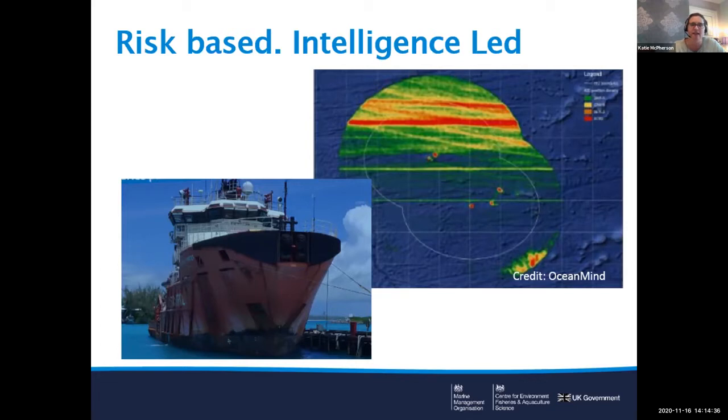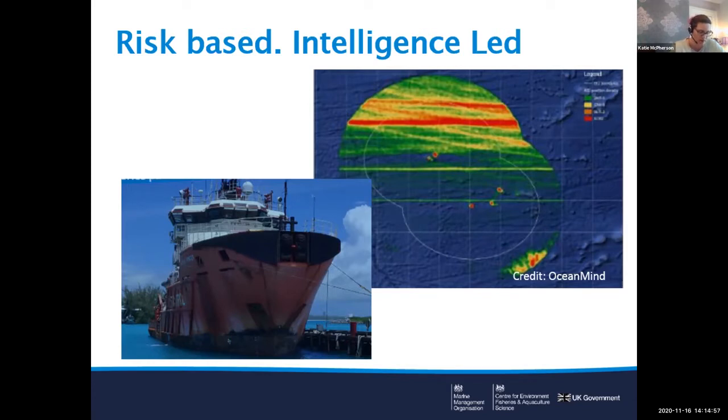So in this case, it's much more of an intelligence-led response. Particularly where we've got intelligence that there may be a dark vessel operating, we can request an image from EMSA in a specific location with quite a high turnaround to try and corroborate the intelligence that we already have.